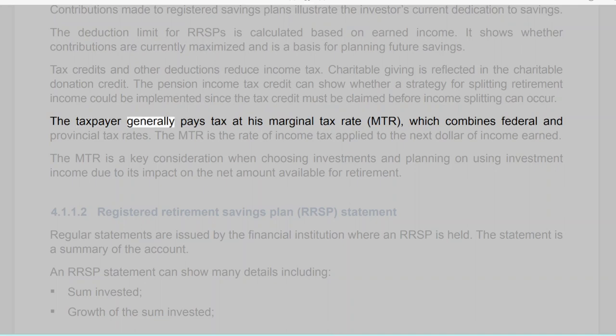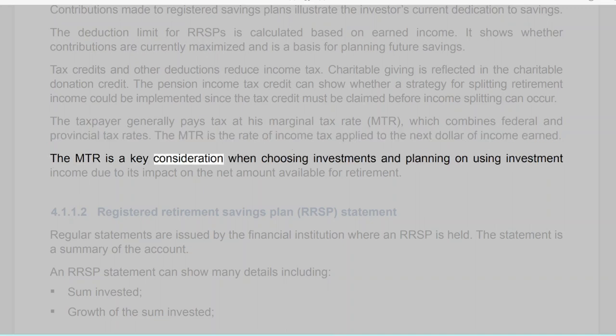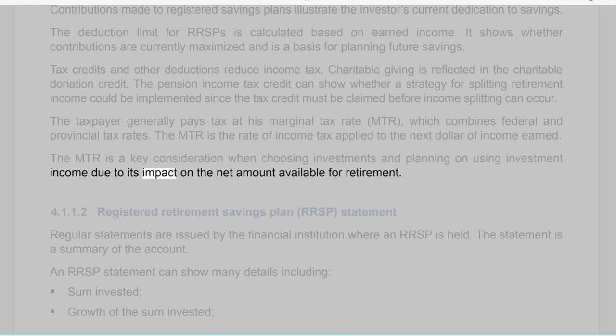The taxpayer generally pays tax at his marginal tax rate, MTR, which combines federal and provincial tax rates. The MTR is the rate of income tax applied to the next dollar of income earned. The MTR is a key consideration when choosing investments and planning on using investment income due to its impact on the net amount available for retirement.